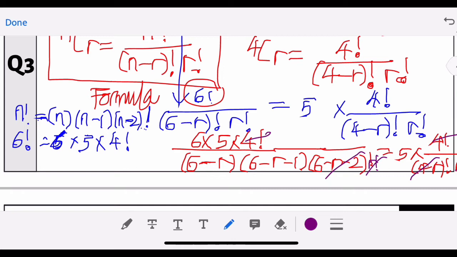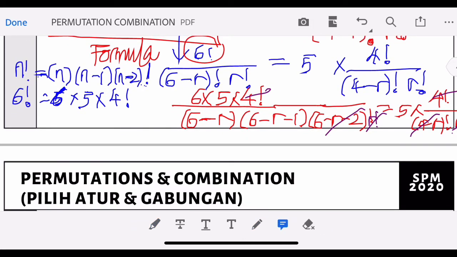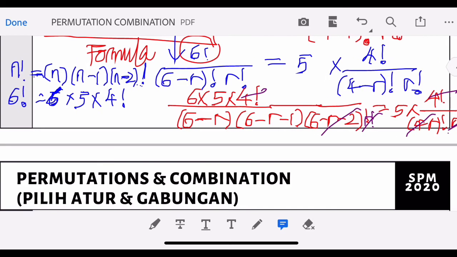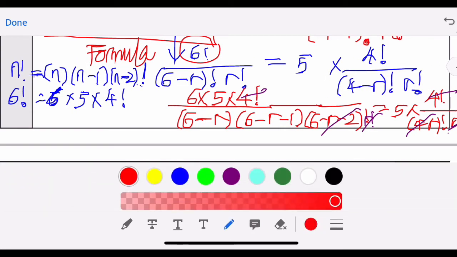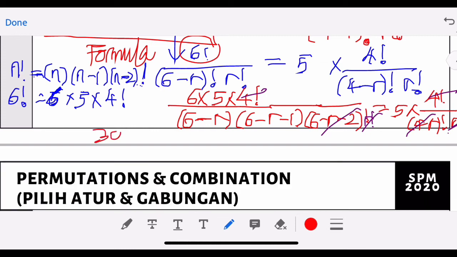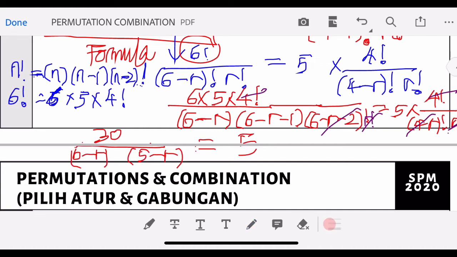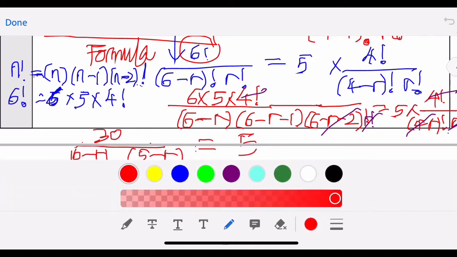Alright, so now the equation looks very simple. Let's find a space to write. Okay, I will copy down the balance. The balance will be 30 over 6 minus r, and then 6 minus 1 is 5 minus r, equal to 5. That's so simple, right? So I'm going to cancel out the 5 with the 30. 5 times 1 is 5, 5 times 6 is 30, right? So the equation looks much simpler again.